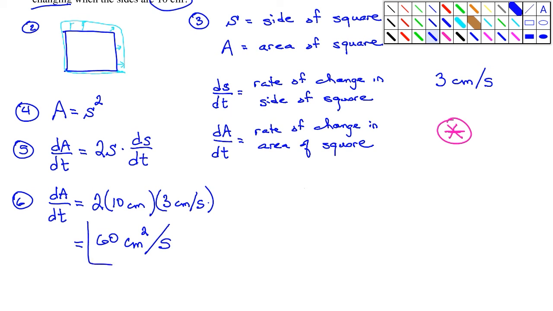And that's the answer. Now notice how the units just make sense with this problem. We're looking for the change in area per unit of time because it's dA/dt, and centimeters squared is an area unit, and per time would be the division by the time. It just works out beautifully. One other thing to notice is that the area isn't changing at a constant rate. This is how fast the area is changing when the sides are 10 centimeters. But if the sides were 20 centimeters, then there would be a much bigger change in area.